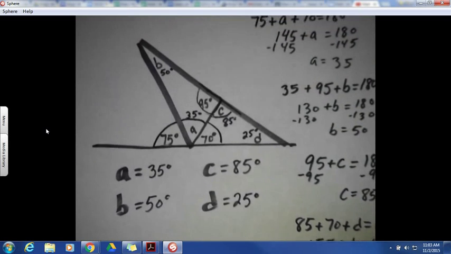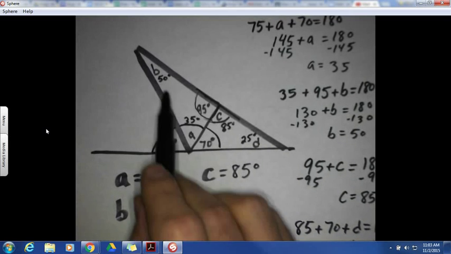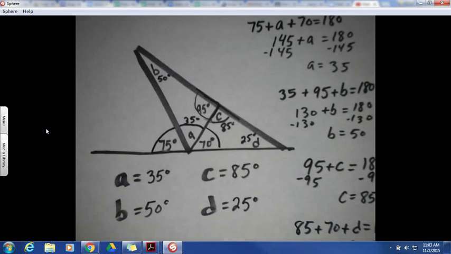So that's how you find these angles, even if it's a complex shape like this. All you need to do is use the rules that you already know about supplementary angles and the angles of a triangle to find your missing angles. Hope this was helpful.